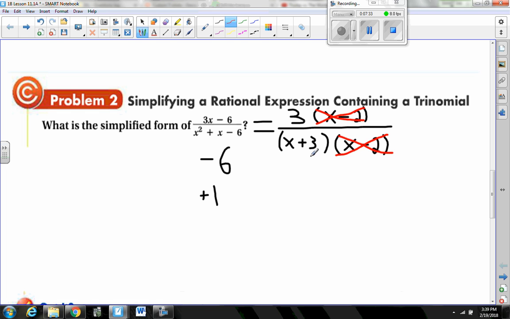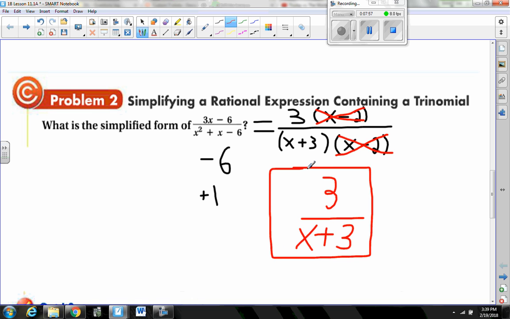Okay, now you're not allowed to cancel this 3 with this 3. Don't do that, because this 3 is attached with the x with a plus sign, and anytime you have something added or subtracted with something else, you don't just get to cancel that number. So what do I have left now once I cancel these 2 parenthesis pieces? My final answer is 3 over x plus 3. And that is my final answer here.